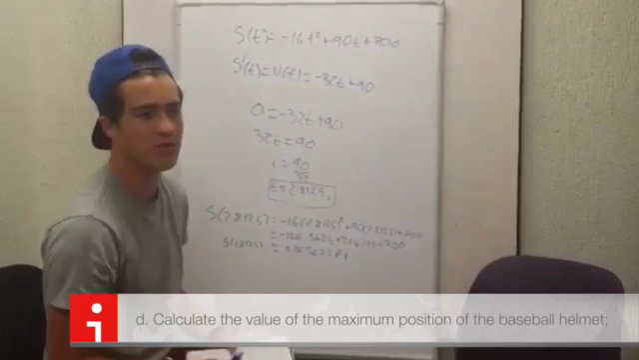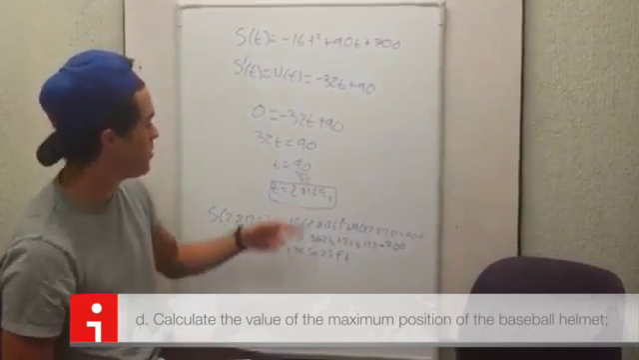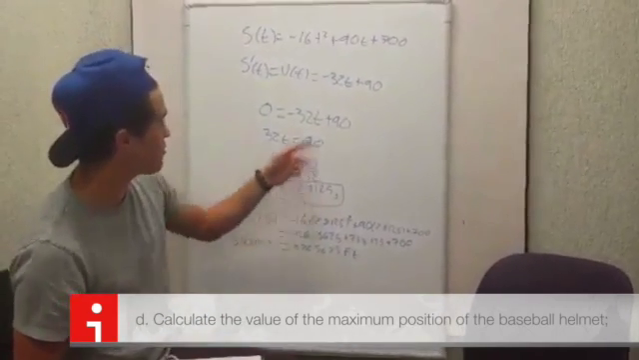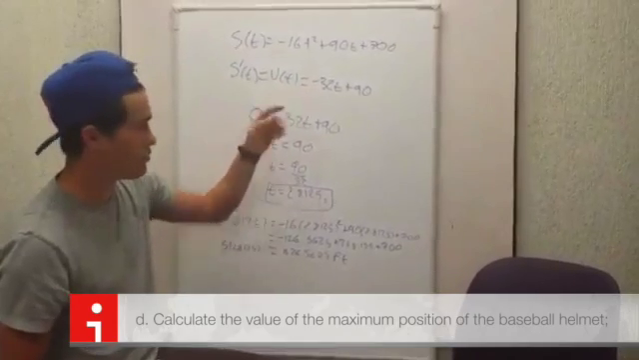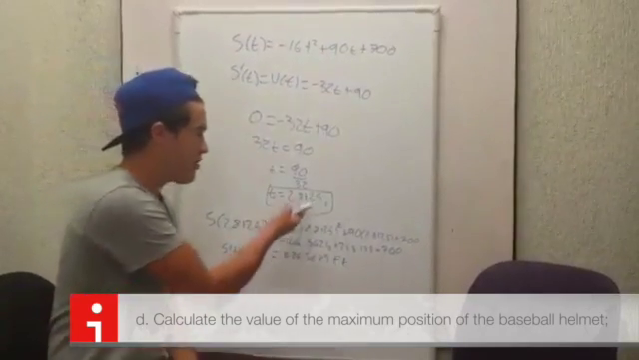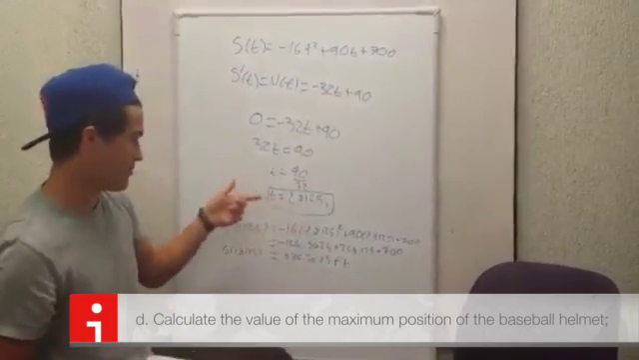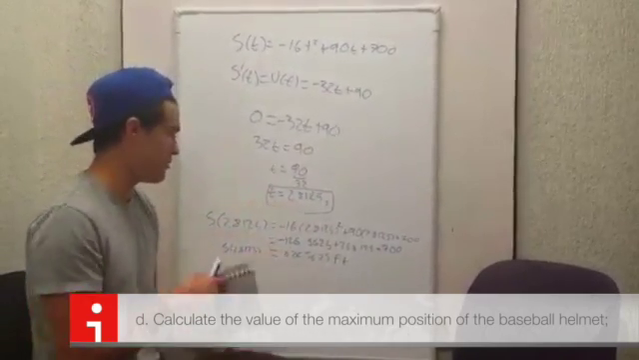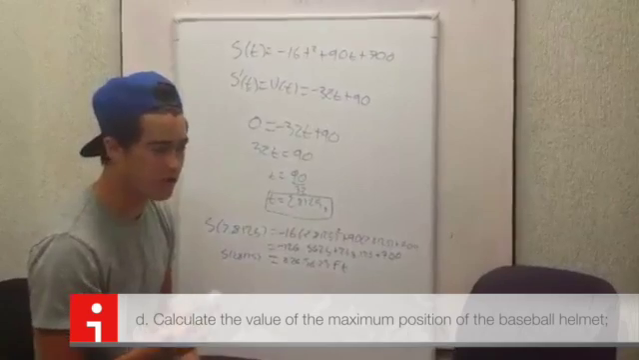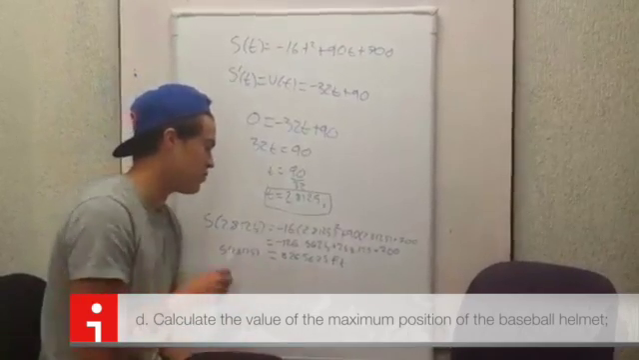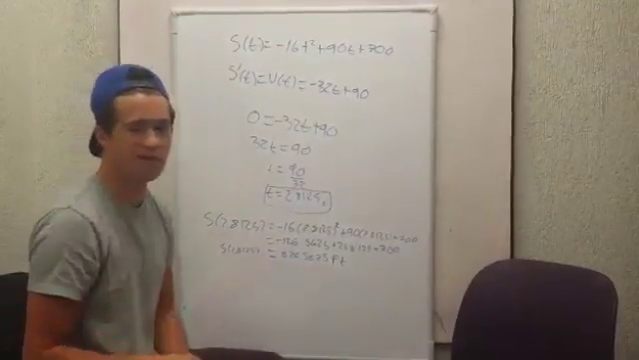To calculate the value of the maximum position of the baseball helmet, we got the time from the velocity function when it was 0. With that time, we substitute into the position function, and we get that the maximum position the helmet will reach is 826.5625 feet.